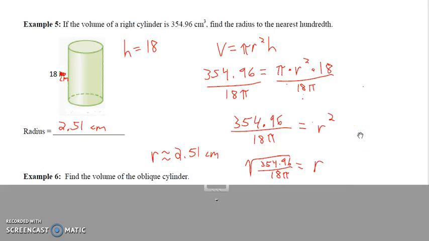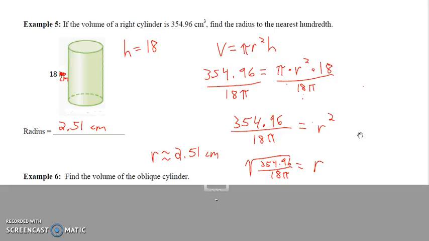So here's how I would do that. No matter what calculator you have, I only want to round once, so I don't want to have to keep typing things in and approximating. So I would go like this. You hit 354.96 divided by 18 pi, enter. Now, you should check and see if you're getting the same answer as me. I've seen once or twice on some calculators where you'll have to actually put parentheses around that 18 pi before you hit enter.